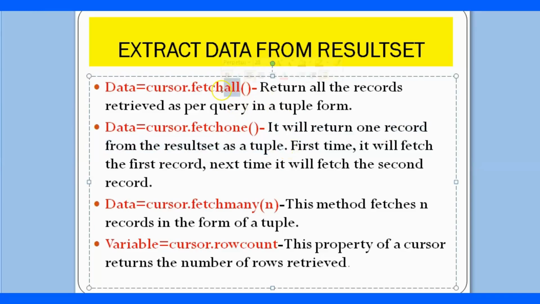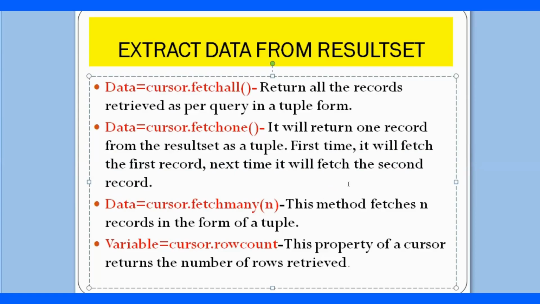The next function is data equals cursor.fetchone(). It reads one record from the result set as a tuple. Fetchall returns all the records from the result set in the form of tuples, but fetchone returns only one record from the result set as a tuple. The first time it fetches the first record, and the next time it fetches the second record.